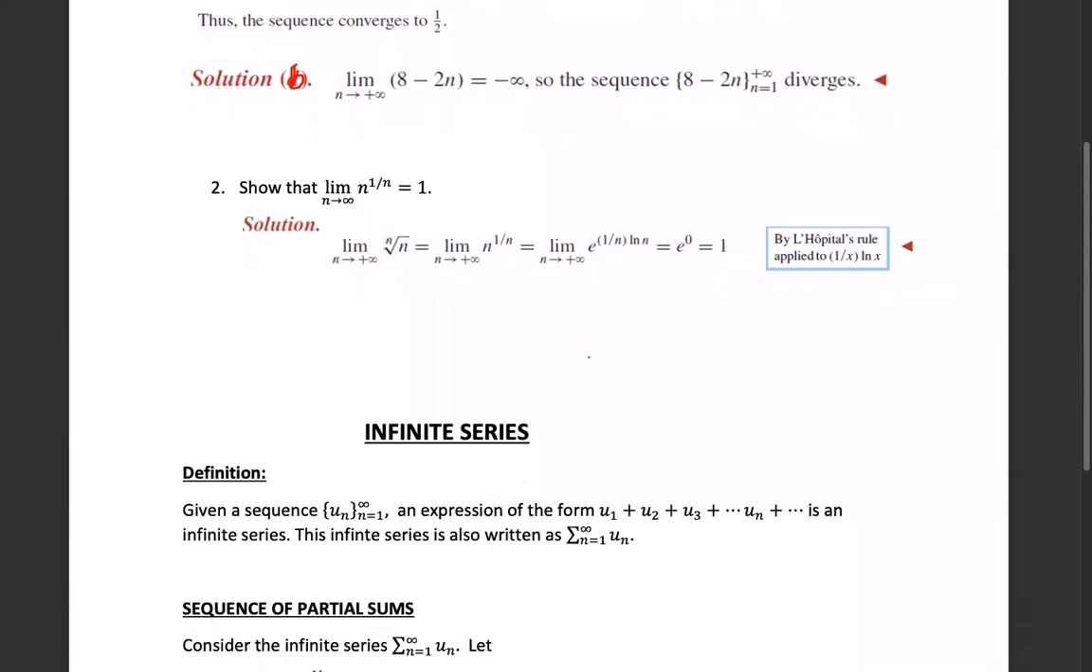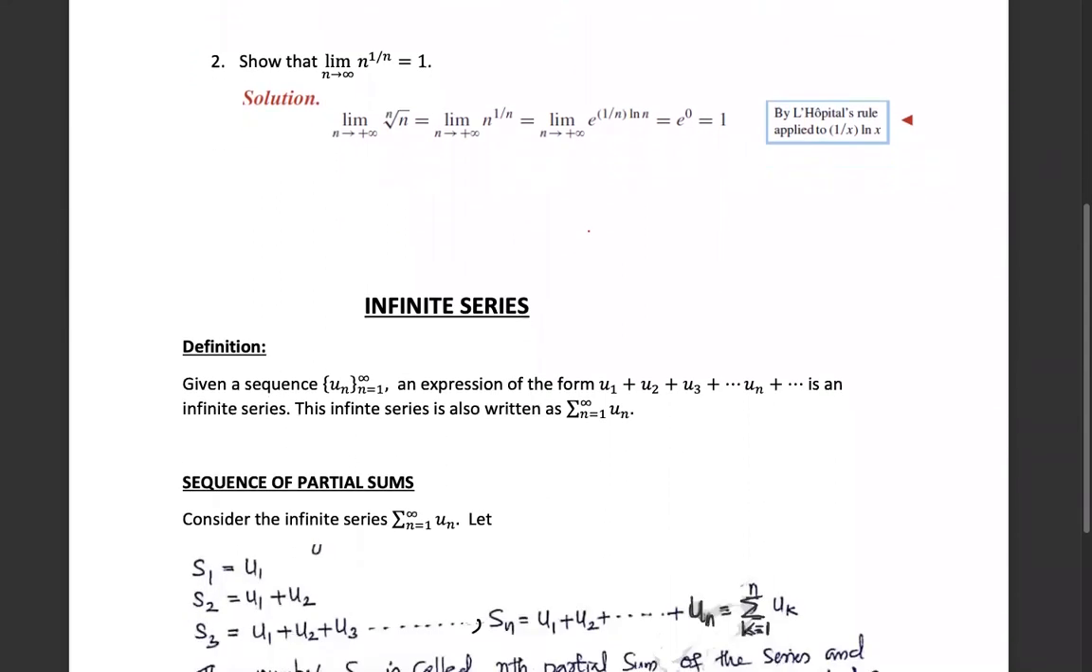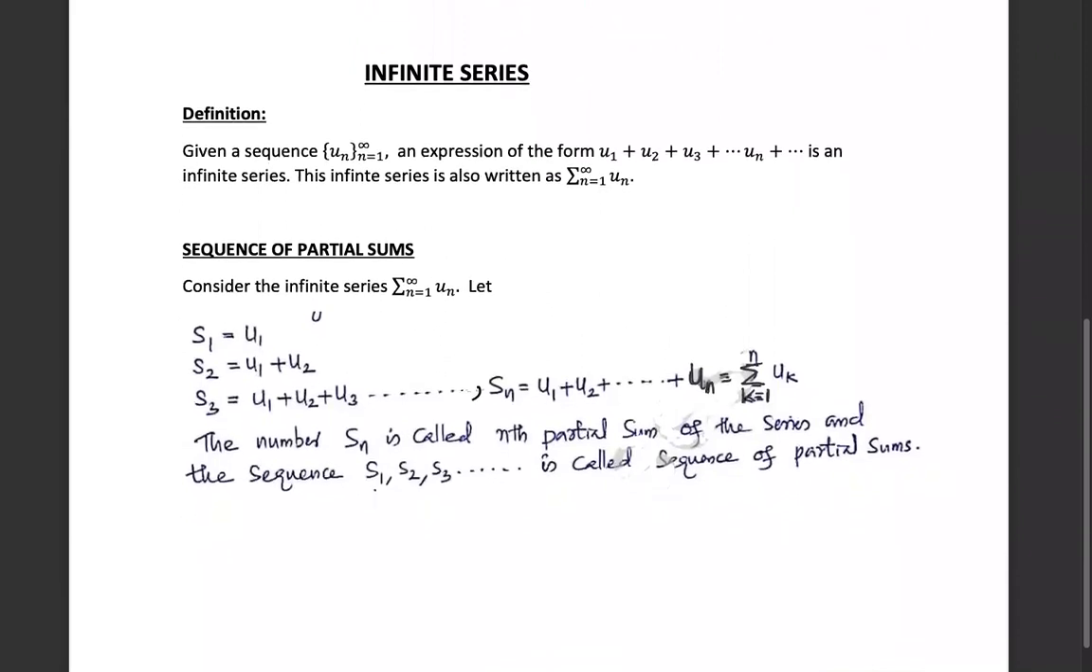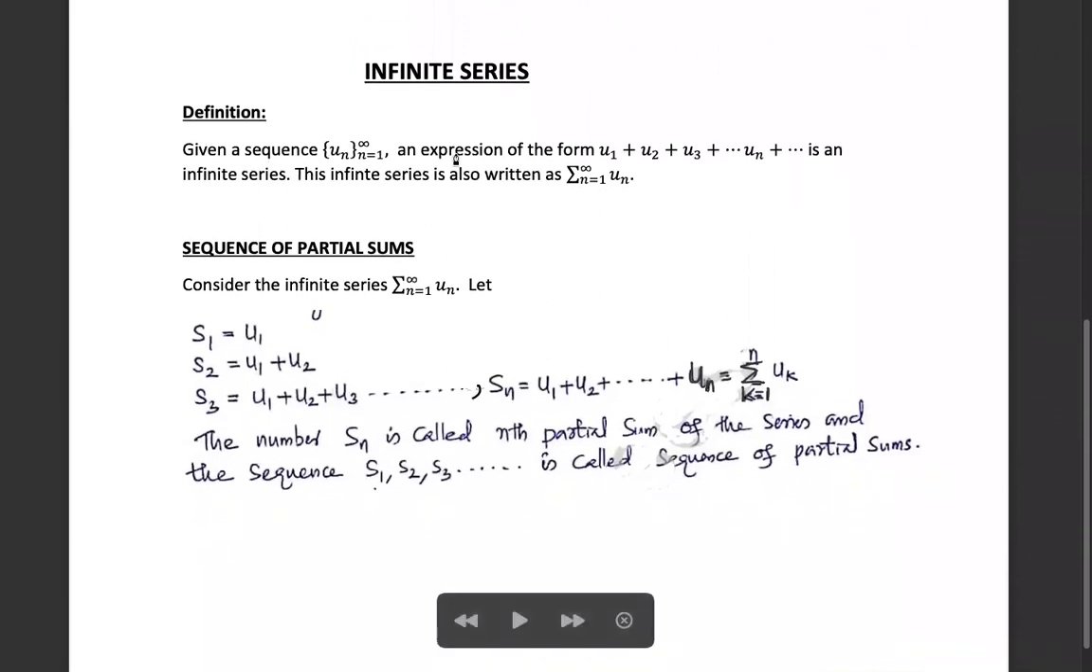Now the topic, infinite series. We'll move on to infinite series. Given a sequence un, n equal to 1 to infinity, an expression of the form u1 plus u2 plus u3 plus etc., un plus etc., is called an infinite series, and we denote it as summation n equal to 1 to infinity of un.